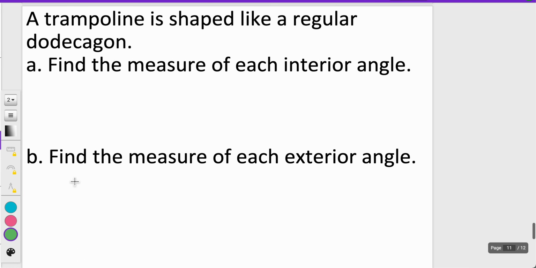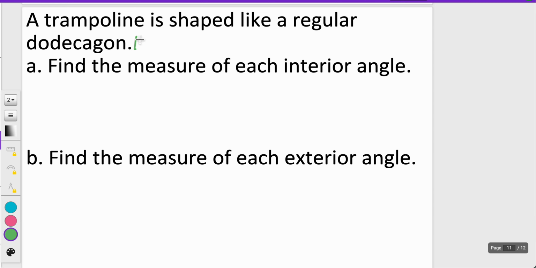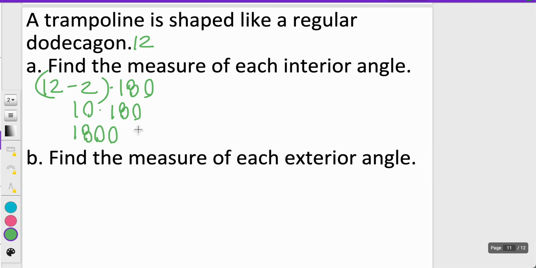Last two examples. A trampoline is shaped like a regular dodecagon. Dodecagon means 12. The total interior angle measure can be found by doing (12 minus 2) times 180. So that would be 10 times 180, which is 1800. But for each interior angle, this is my total sum, right? Because whenever we find the total interior angles, we take the number of sides minus 2. So to find each one, we would then have to divide that by 12 for each interior angle. So 1800 divided by 12 will give me 150 degrees.